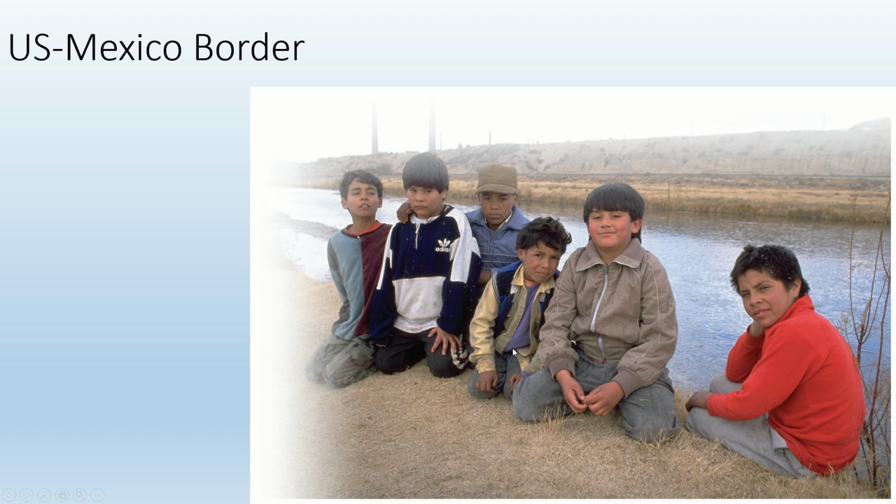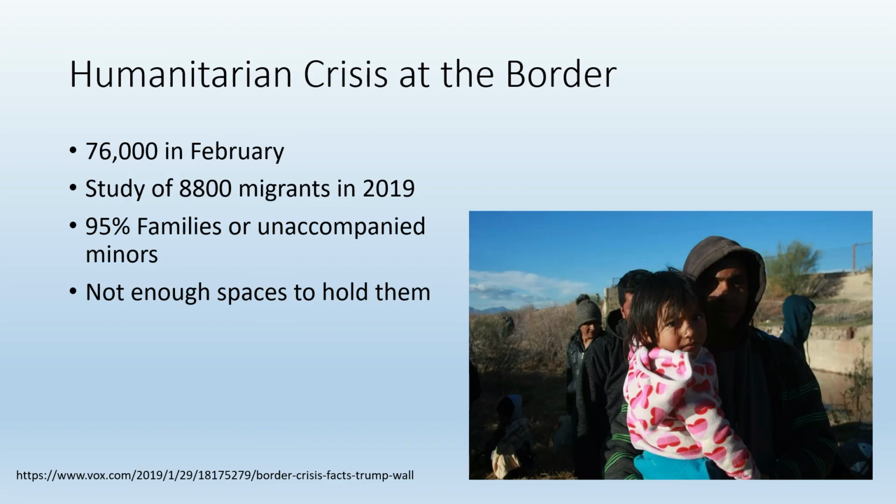And of course, this is always being used for political purposes to create controversy and try to damage the reputation of the other side. So it's really complicated and difficult to understand what's actually been happening because of that. But it is a humanitarian crisis, to be sure. In 2019, one study showed that 95% were families or unaccompanied minors, and also that there were not enough facilities to deal with the influx of these people coming in.